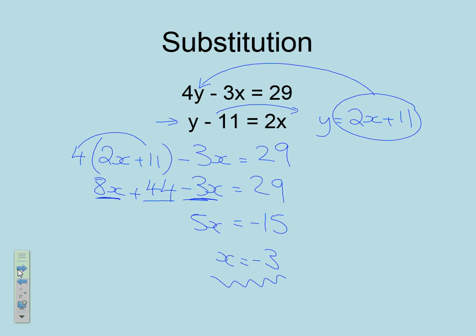If x is equal to minus 3, well, I can find out what y is, because y is 2 lots of minus 3 add 11, which is 5. Should we go back and check it? So 4 times the y number is 20, minus 3 lots of that, so minus 9, 20 minus 9 is 29. It does indeed work. Checking it back in the other one is always a useful check.